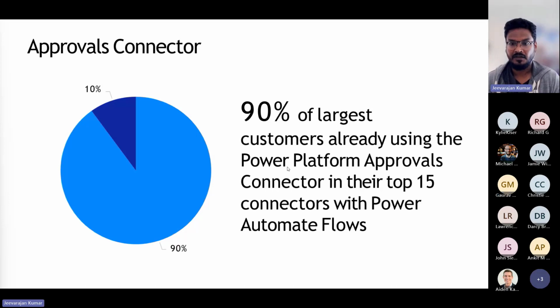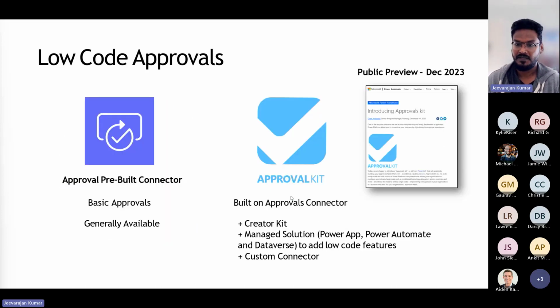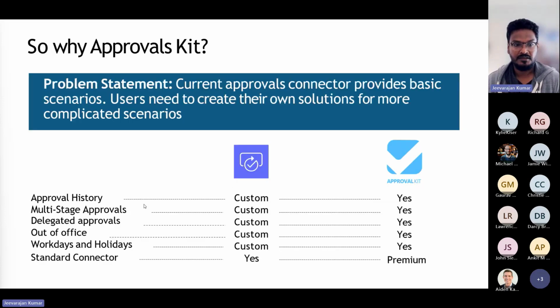And since last December, the Microsoft PowerCat team released something called Approvals Kit, and it's still in public preview. I don't think it's generally available yet. Sorry, I didn't check it this morning. But yes, it's still in public preview.